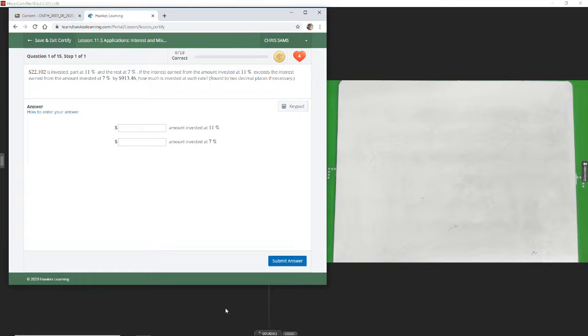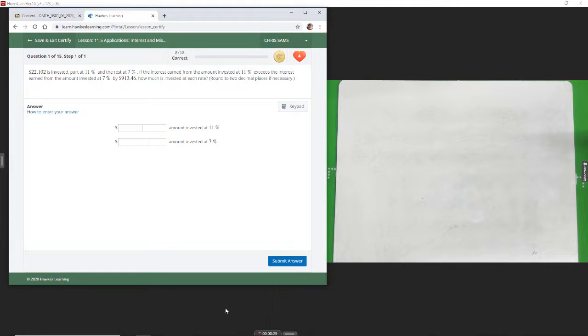All right, so we're going to be looking at 11.5. This is applications of interest and mixture. I didn't do a note section here. It's best to learn these by doing them. There's a few videos that Hawks provides that you can look over, and look in the book. That'll give you a little bit more explanation, but the more you do them, the better you'll get at them.